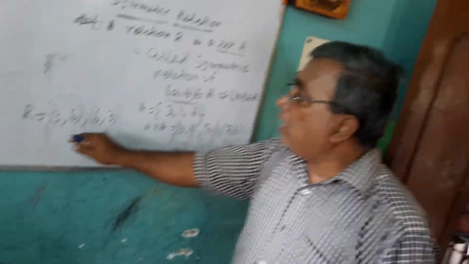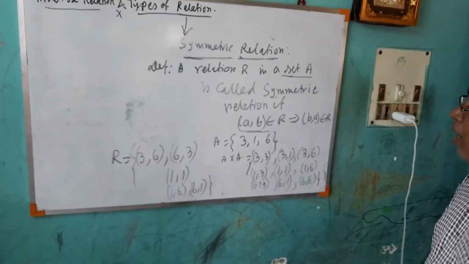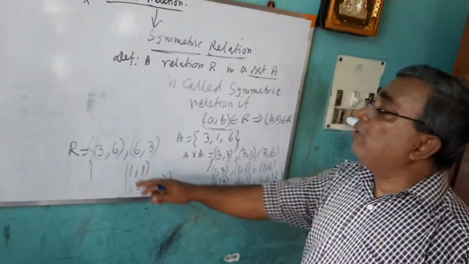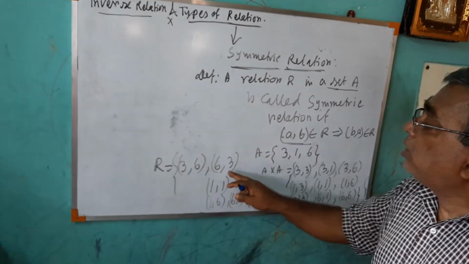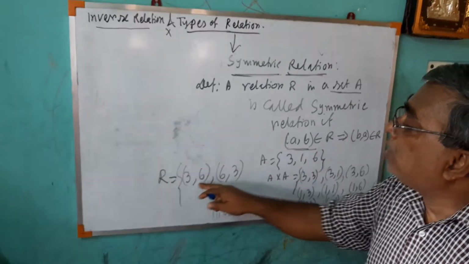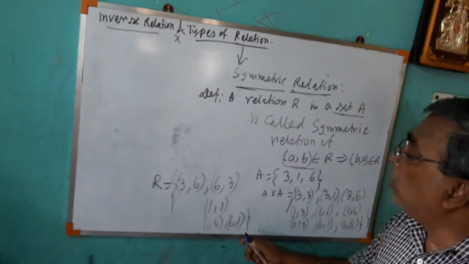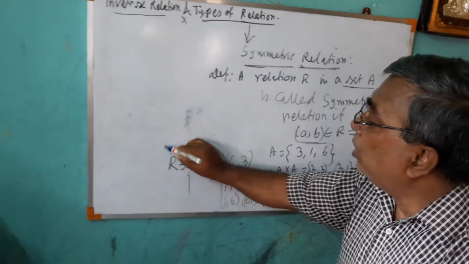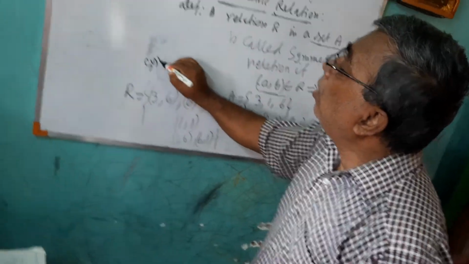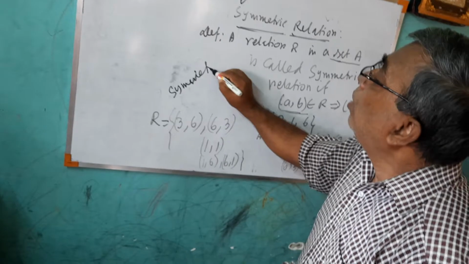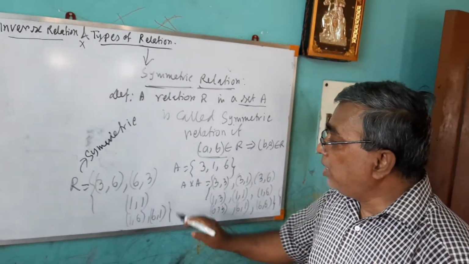In relation R, the elements which I have taken from A cross A, one by one you can check. (3, 6) belongs to R, so (6, 3) belongs to R. (1, 6) belongs to R, then (6, 1) belongs to R. So this is reflexive, this is symmetric. This is a symmetric relation.